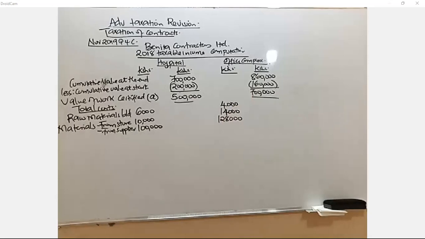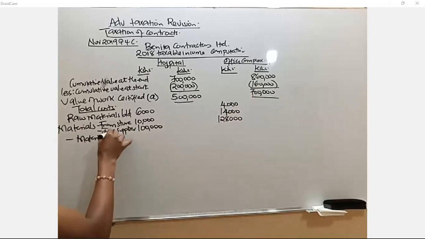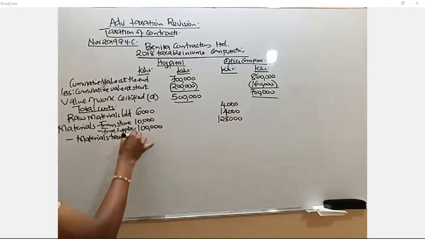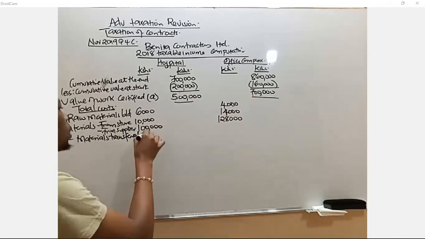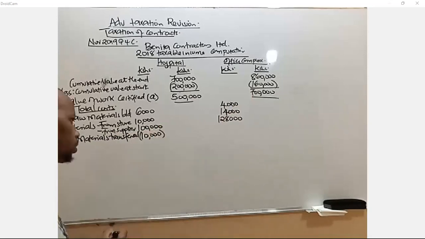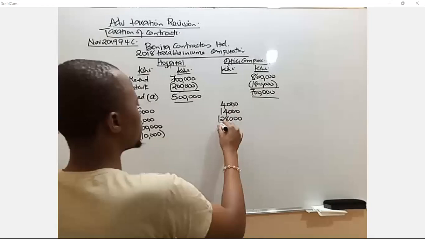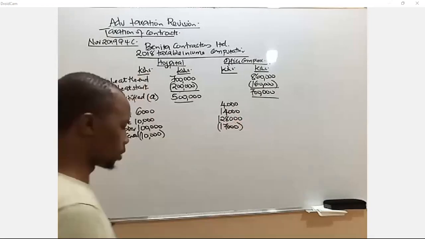When you look at the transactions during the year down there, you'll see we have some materials transferred out. How many materials were transferred? We are being told part of the material which were transferred out is 10,000. And this one we have to deduct because it reduces your material. 10,000 there. On the other side, we have 10,000 there. We also have on the other side 17,000.